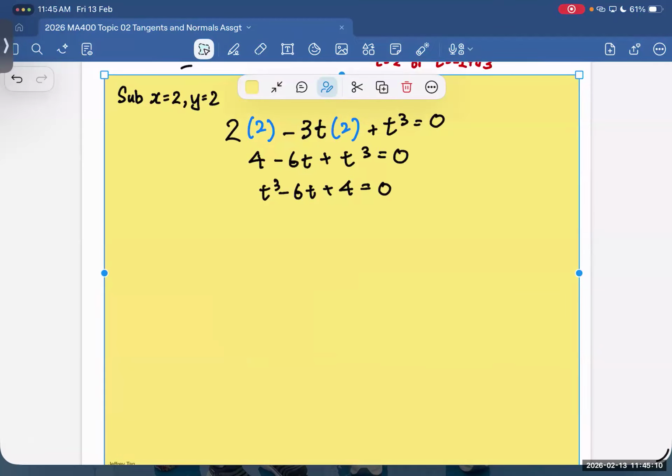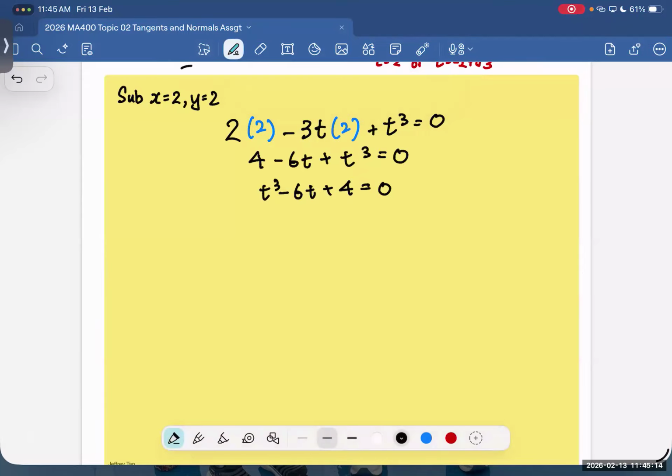Okay, so I see a cubic equation. Then what do I think about? I think about MA 300 topic 8, polynomials and partial fractions. You may have forgotten, but there is one chapter that talks about solving cubic equations. So what do we do? Anyone remember?